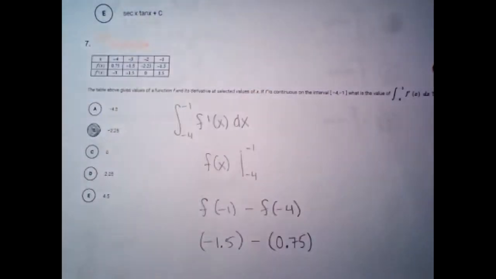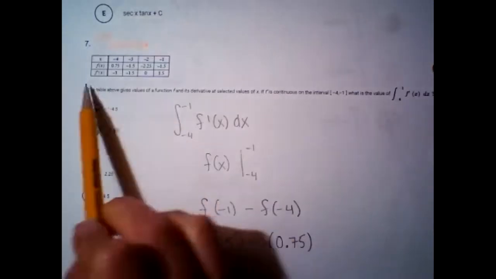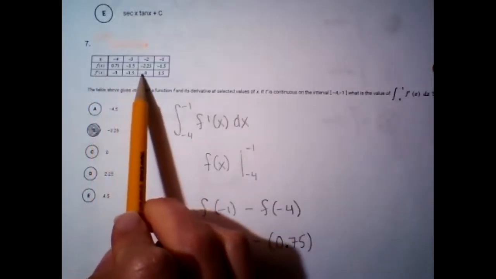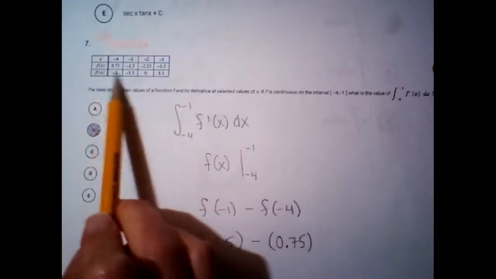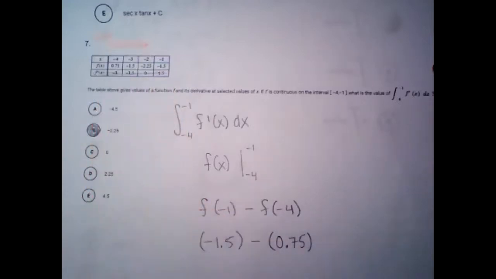So B. What was kind of tricky about that one is they gave you all these f prime numbers that you never even used. We didn't even touch these at all. This was just extra information there to distract you.